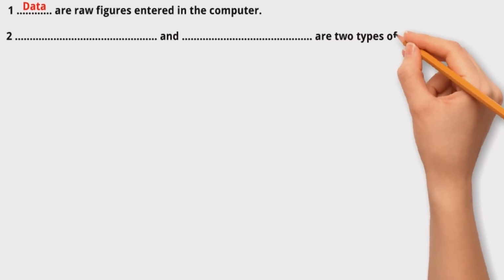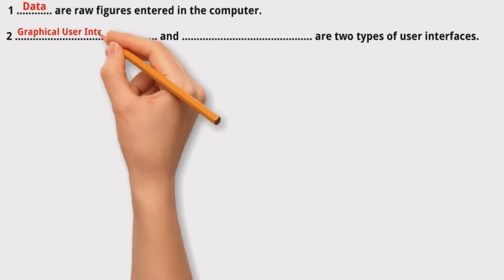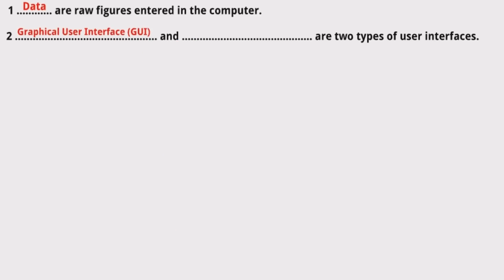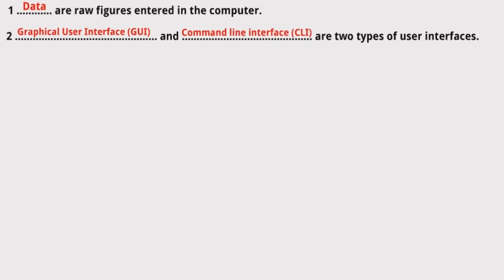Number 2, which is dash and dash, are two types of user interface. Okay, so the first answer there is graphical user interface, which is abbreviated as GUI, and command line interface, which is abbreviated as CLI, are two types of user interface.